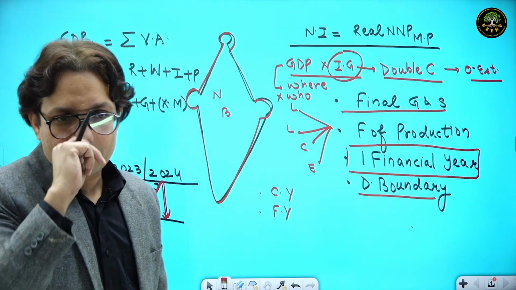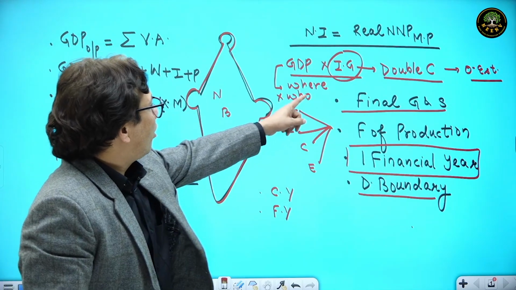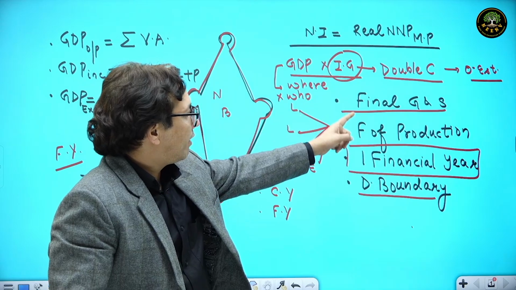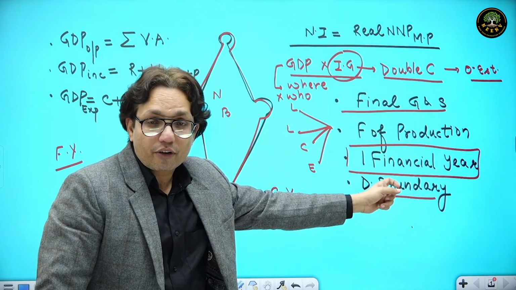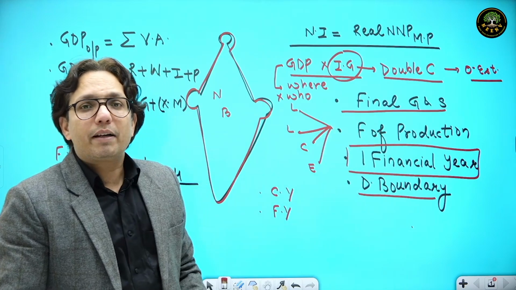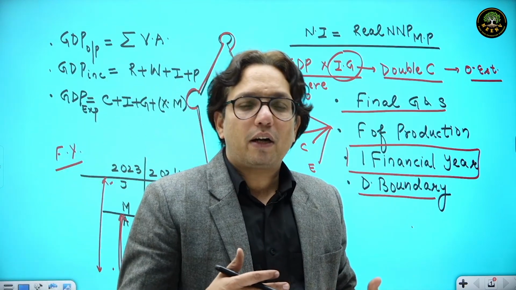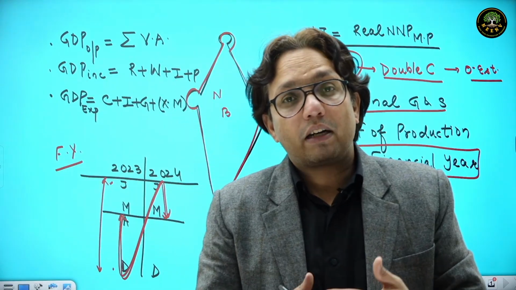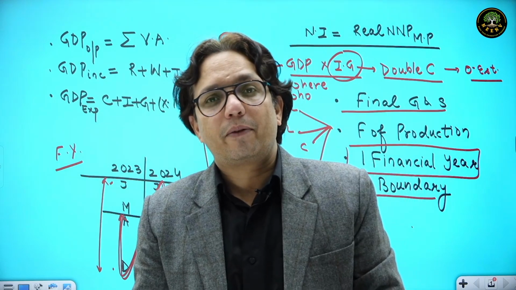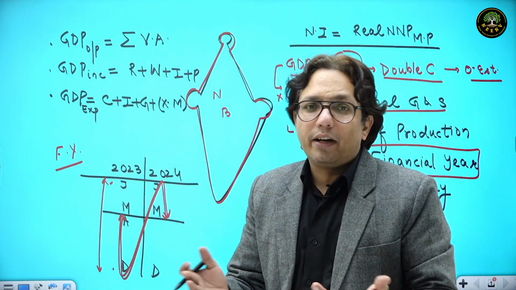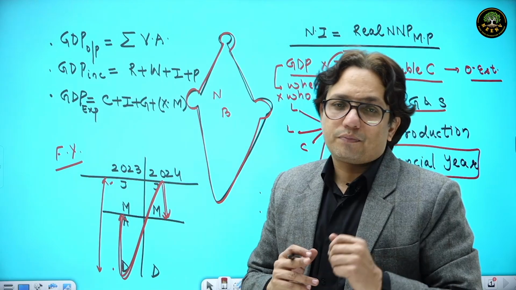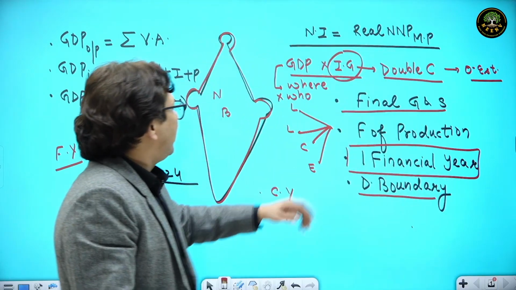So what is GDP? Market value of all final goods and services produced by the factors of production in a period of one financial year within the domestic boundary of a country. Indian embassies abroad are also part of India's domestic boundary. And foreign embassies in India are not considered part of Indian territory. Now, that is about GDP.